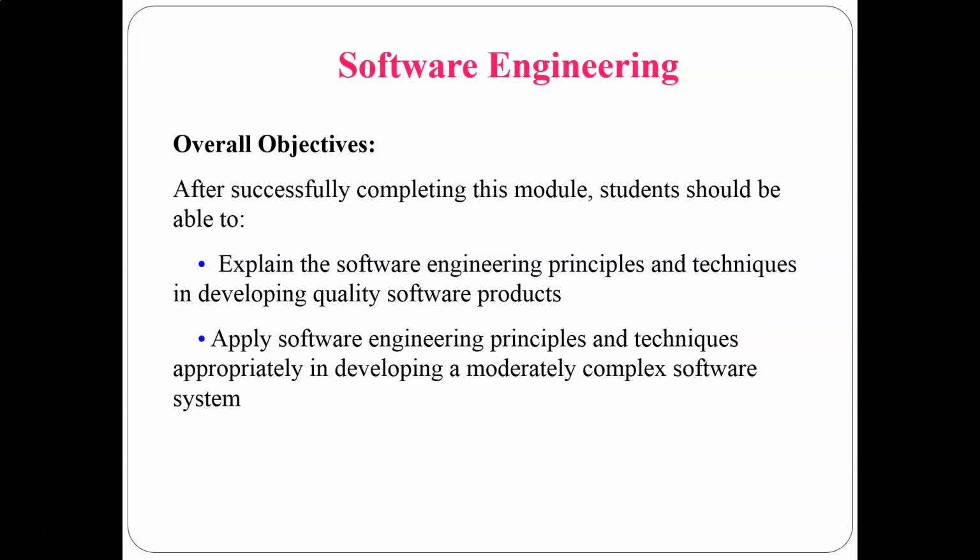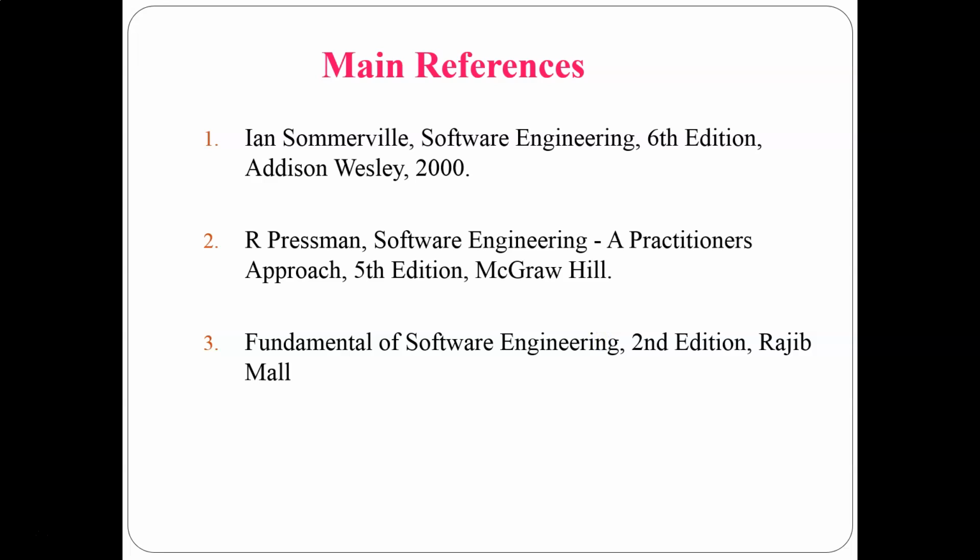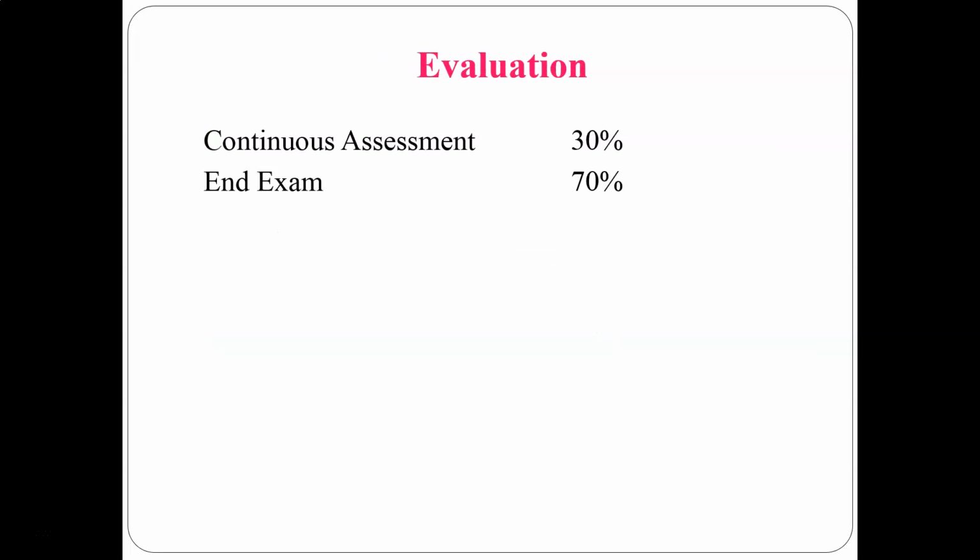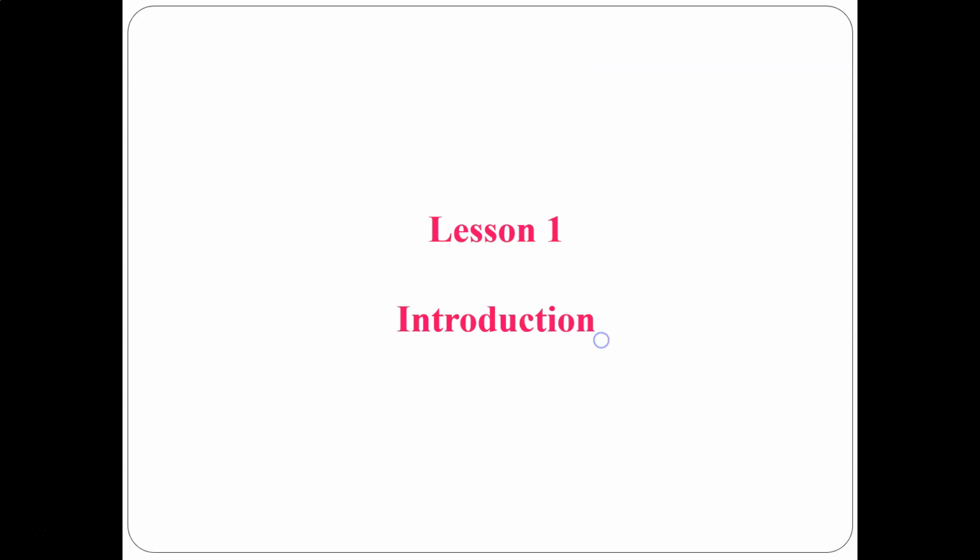Here are the overall objectives of your subject. After successful completion of the module, the student should be able to explain the software engineering principles and techniques to develop a quality software product, and apply software engineering principles and techniques appropriately in developing and modeling complex software systems. These are the main references. All the references you can find in your library. This is how you are going to be evaluated: end exam 70% and continuous assessment 30%.